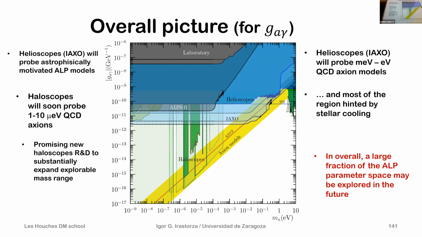Overlapping all helioscope frontier, haloscope frontier, laboratory frontier. There is a non-negligible fraction of the yellow band, hopefully within reach in the future. Still, there are fractions to be tackled, so plenty of work to do also.